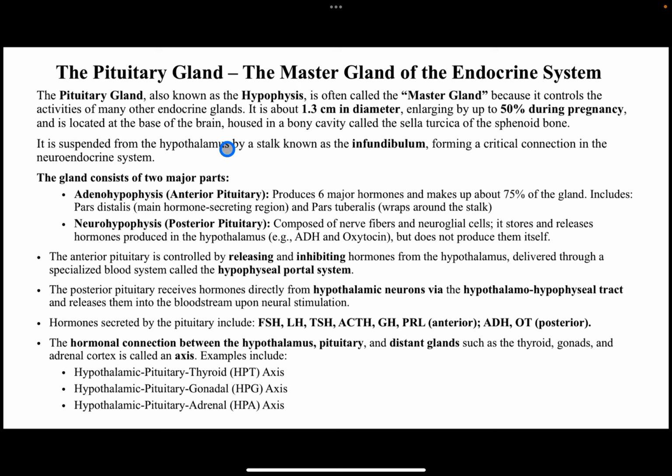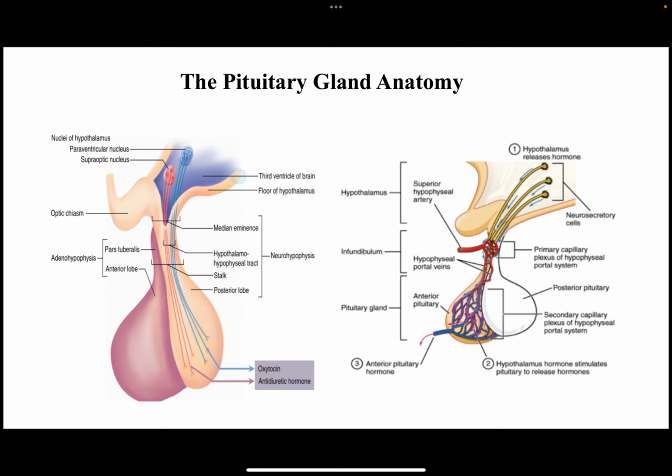It is suspended from the hypothalamus by a stalk known as the infundibulum, forming a critical connection in the neuroendocrine system. So this is what we are referring to. It is suspended by this region, and this region is what we are referring to as the infundibulum. You see it's labeled clearly over here, the infundibulum.